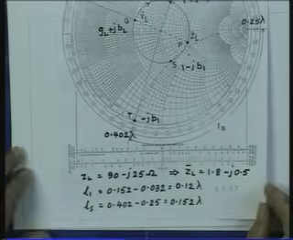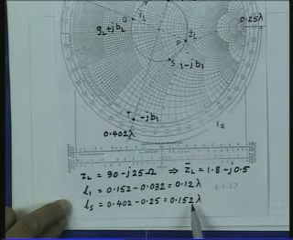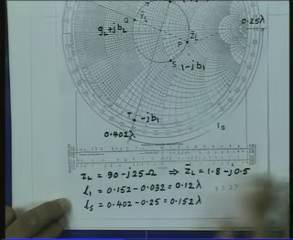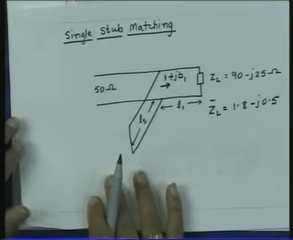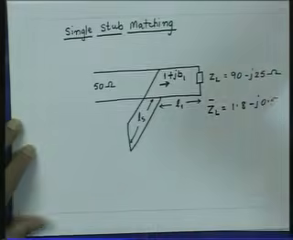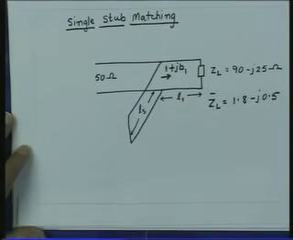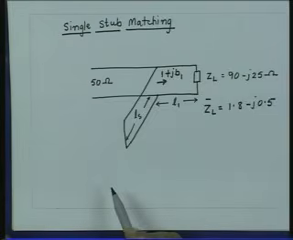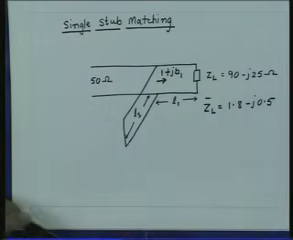So, now we have got the length of the stub and the location of the stub. In a single stub matching, if the impedance is given first and the line is connected in parallel with the stub, then the first step is to convert the impedance into admittance. Beyond that point, treat the chart as the admittance chart. Do the movement on the constant VSWR circle on the admittance chart.